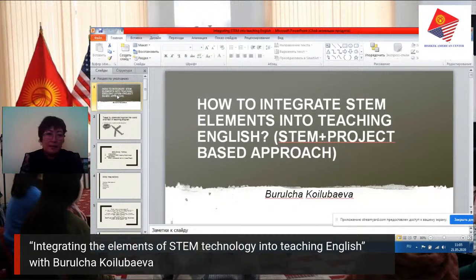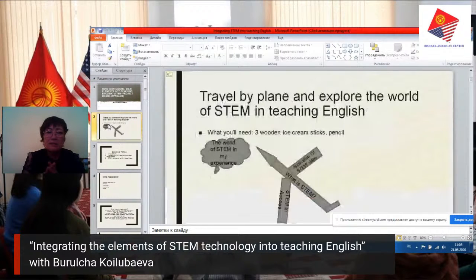What is STEM first? If you see the next slide, if I were teaching face to face, maybe with trainers, I would use three wooden ice cream sticks and a pencil to guide my presentation. But this time I don't have this opportunity, and I just drew the picture of a plane, and if you see, the plane's destination is the world of STEM in my own experience. And on the body of the plane, there is written what is STEM.